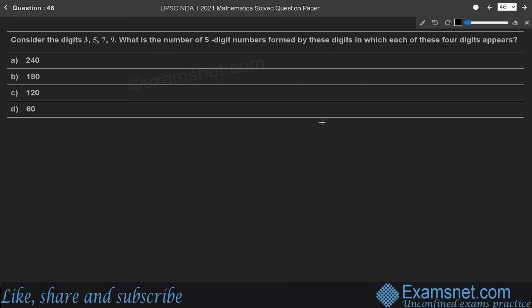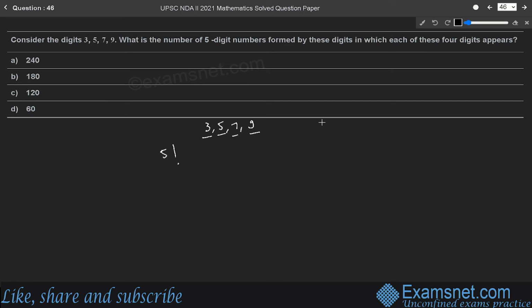Next question is, consider the digits 3, 5, 7 and 9. What is the number of 5-digit numbers formed by these digits in which each of these 4 digits appears? The given digits are 3, 5, 7 and 9. Since the number of ways to find 5-digit numbers is 5 factorial, but using 3, 5, 7 and 9, every time one digit will be repeated.